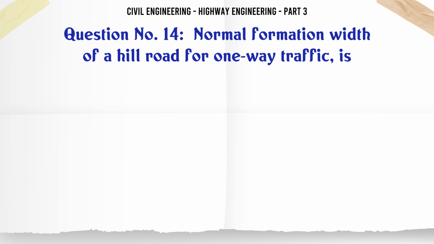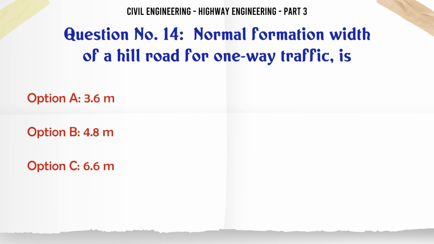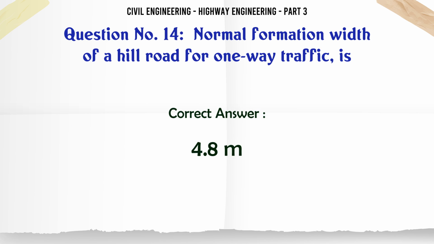Normal formation width of a hill road for one-way traffic is A. 3.6 m. B. 4.8 m. C. 6.6 m. D. 7.2 m. The correct answer is 4.8 m.